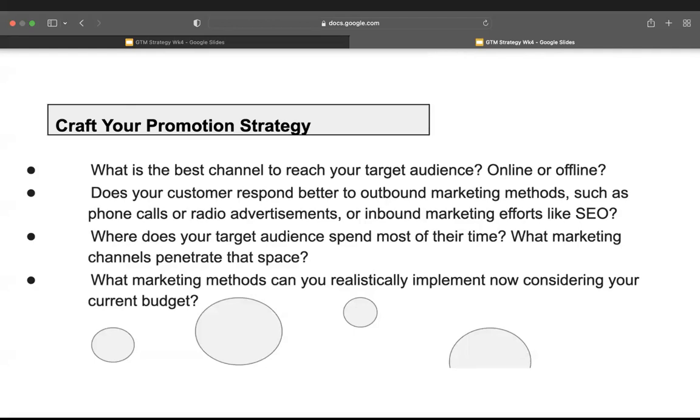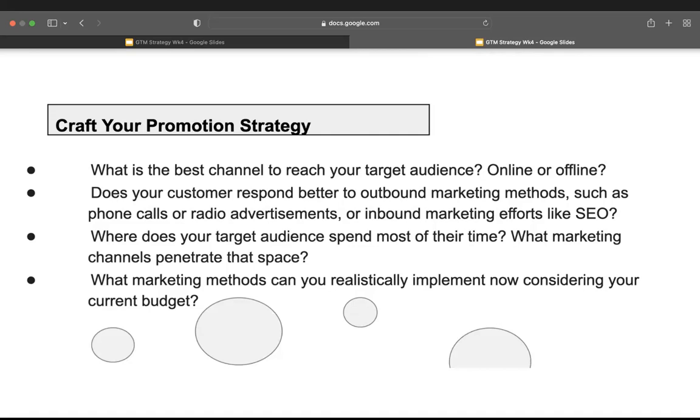Two, does your customer respond better to outbound marketing methods such as phone calls or radio advertisements, or inbound marketing efforts like SEO? I talked about SEO yesterday, and I said some people actually focus on just SEO, which is search engine optimization. That was where we talked about Google AdWords. Some people focus on just that. So you want to know if your customers are more online, which is inbound marketing, that's the SEO and stuff, or outbound, which is phone calls, radio and stuff.